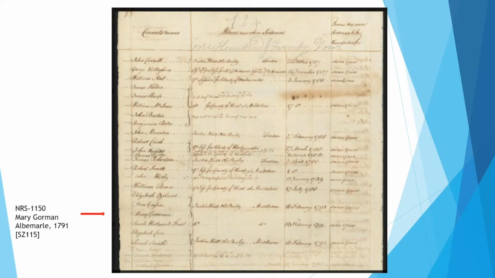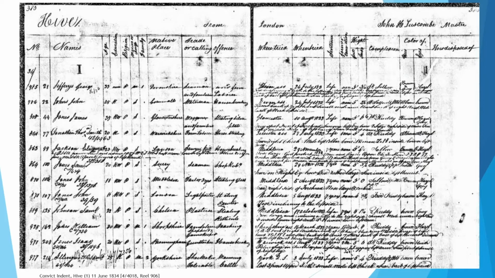However, over time, the amount of information recorded about a convict on an indent became quite a lot. Looking at this one from 1834, this is the convict indent for the Hive. As you can see, there's quite a lot of detail provided about each convict. So we have their name, their age, their education, whether they could read or write, their religion, married or single, if they have any family, so that would indicate children, their native place, trade or calling, the offence, where tried, when tried, their sentence, also any former convictions they might have had.